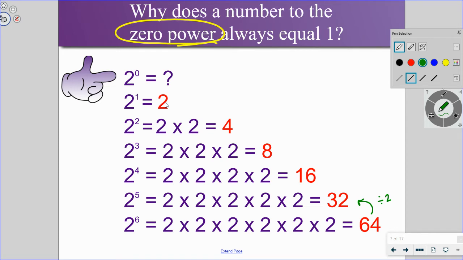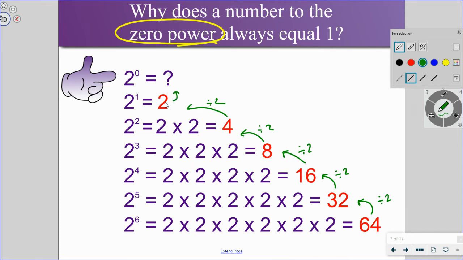64 divided by 2, of course, is 32. 32 divided by 2 is 16. Let's keep on going. It's almost like we're just getting rid of an exponent or getting rid of an extra factor every time. So 16 divided by 2 is 8. 8 divided by 2 is 4. 4 divided by 2 is 2.